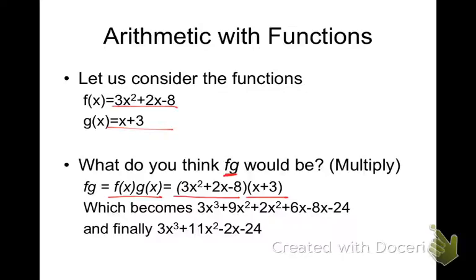And the way you multiply this is you do 3x squared times x, 3x squared times 3. Then do the 2x times x, 2x times 3, and then go back to the negative 8 times x, and negative 8 times 3, and add them up. So that came from multiplying by the 3x squared, that came from multiplying by the 2x, and that came from multiplying by the negative 8. When you combine like terms, you get this.